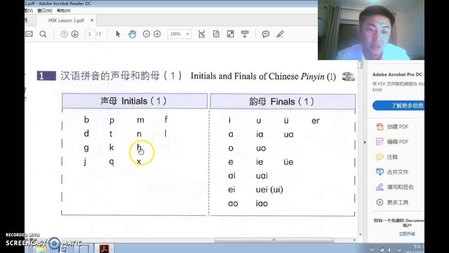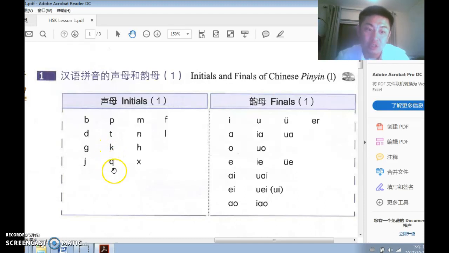G, k, h. Right? In Chinese, this H is a little stronger than English H. So h, it's a bit of a throw. Put a bit of throw here. H, h, h. Right? This one, J is pronounced ji, ji. And the Q is pronounced qi, not k, not k. Qi. This is k. This is the only k in Chinese.